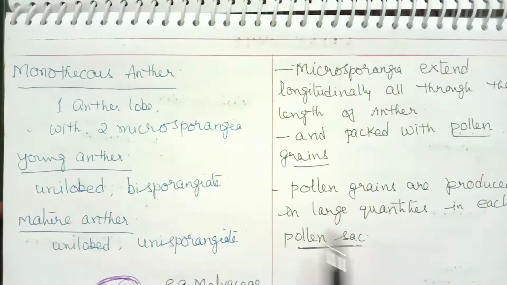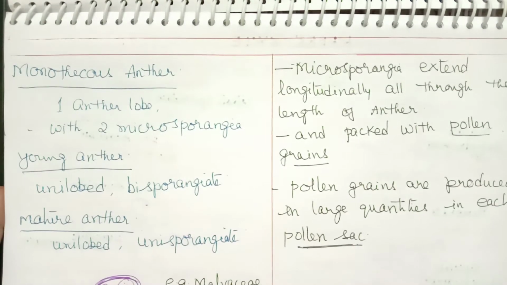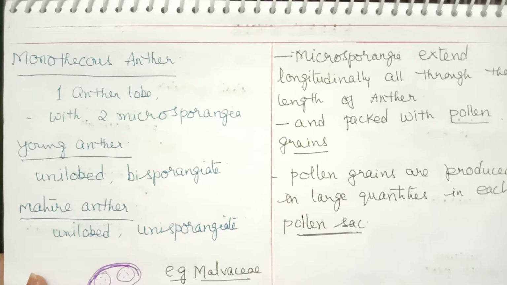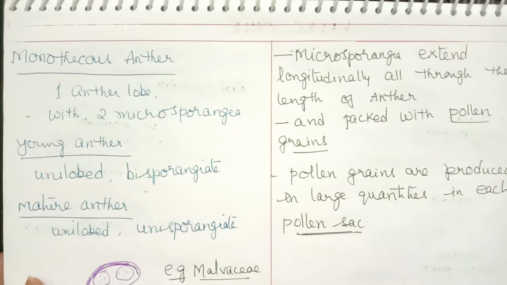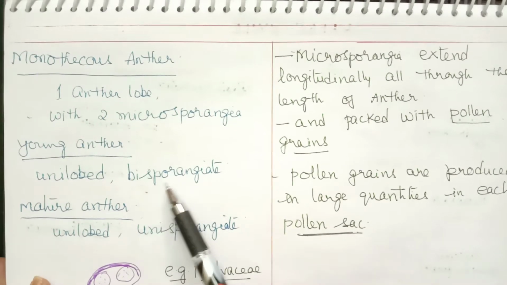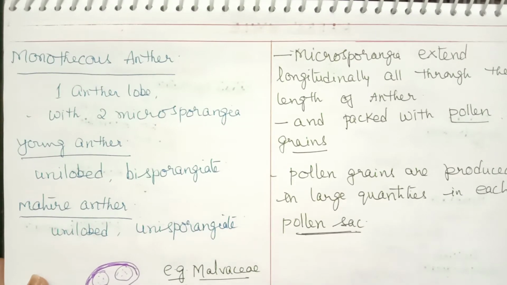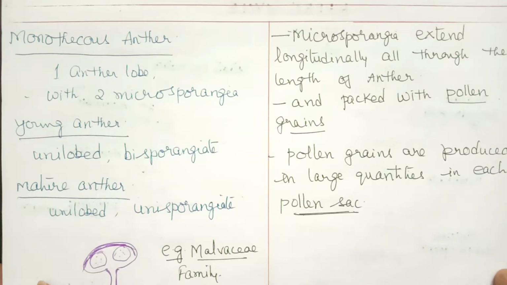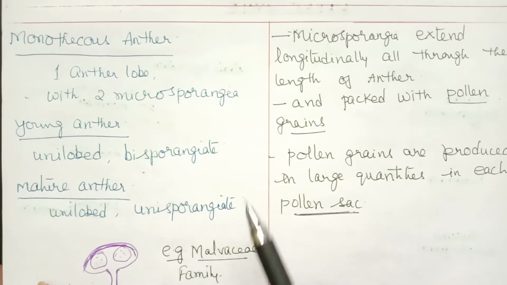Monothecous anther means there is one anther lobe present, with two microsporangia. So a young monothecous anther will be unilobed. It has only one anther lobe, and it is bisporangiate because there are two microsporangia present. The same in a mature anther: it is unilobed, and it becomes unisporangiate because the two sporangia present will merge with each other.